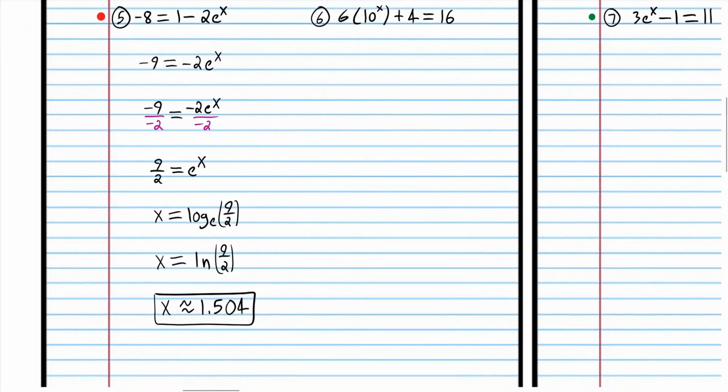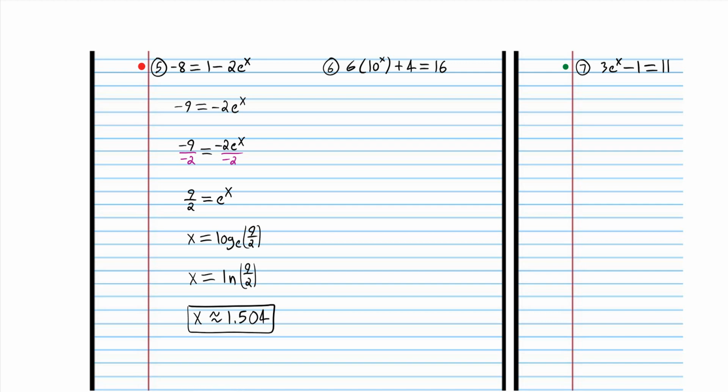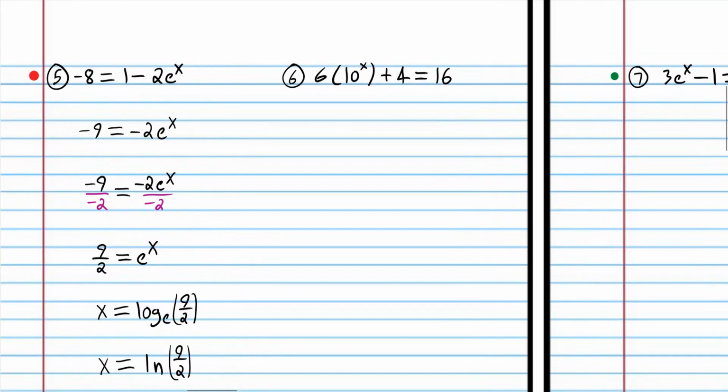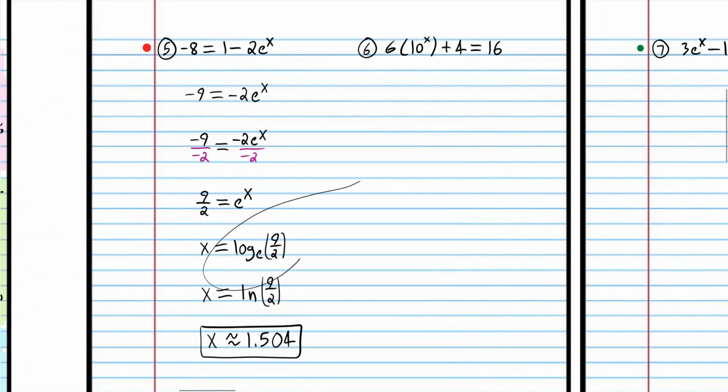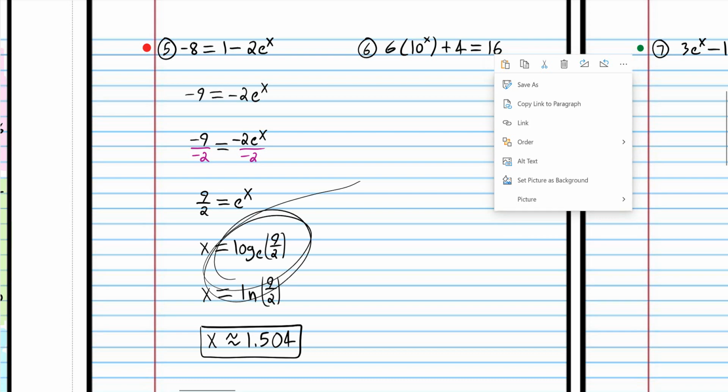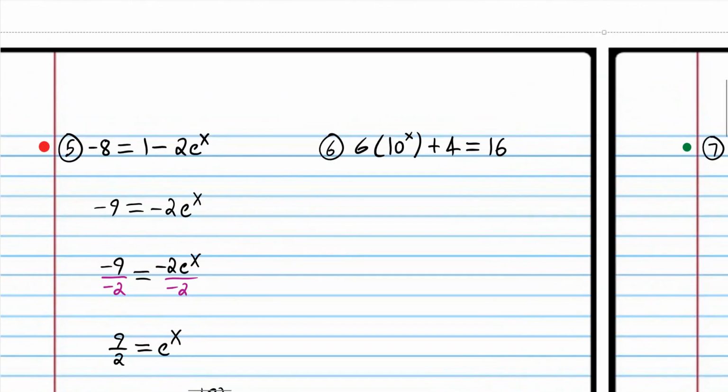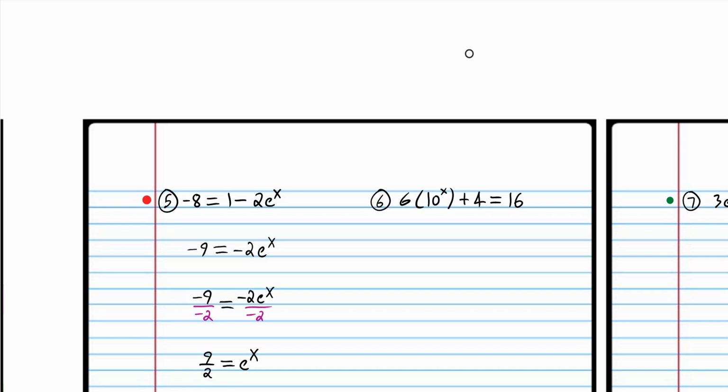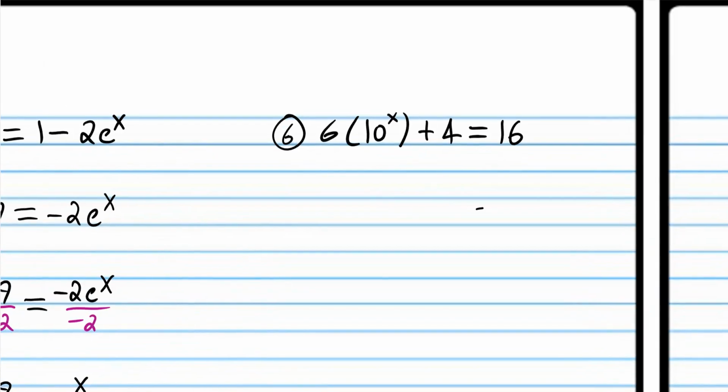Okay, so that was a base E problem. Now we're going to do a base 10 problem. And notice we had to use our special notation down here. So let's go to a base 10 problem. Now we're going to subtract 4 from both sides.